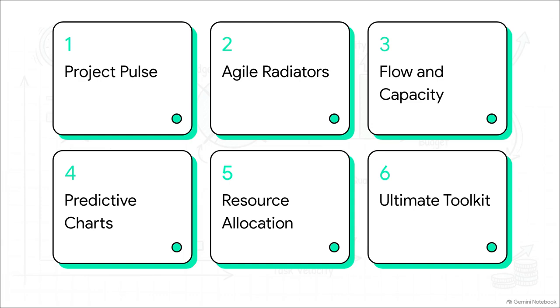First, taking your project's pulse. Second, agile radiators and sprint health. Third, visualizing flow and capacity. Fourth, predictive charts and quality. Fifth, managing resource allocation. And finally, putting together the ultimate diagnostic toolkit.